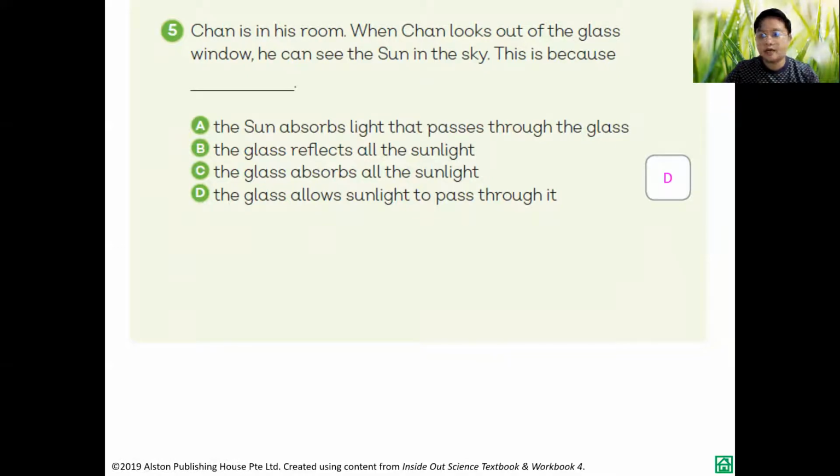Why? Okay, a glass window is an example of a transparent object. Chan is able to see the sun in the sky through the glass because it is a transparent object. And a transparent object allows light to pass through it. So you will be able to see the other side of the object, which is, in this case, the glass window.